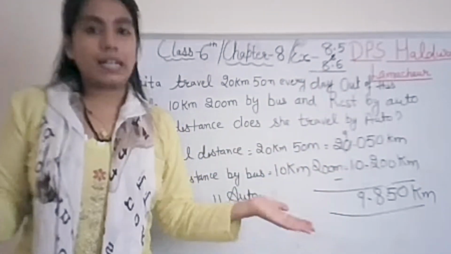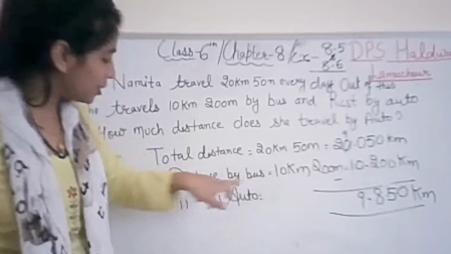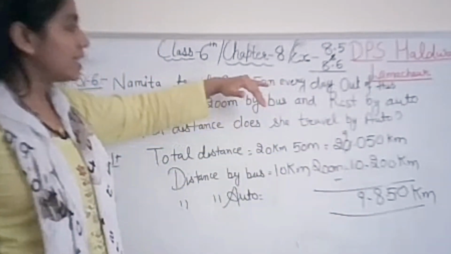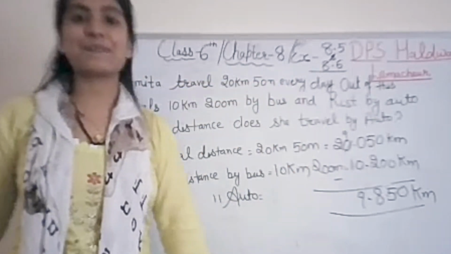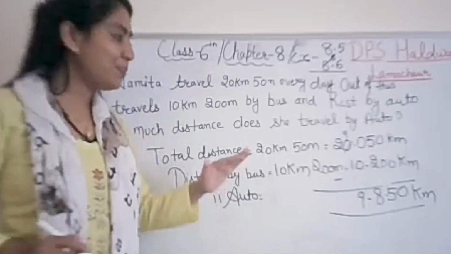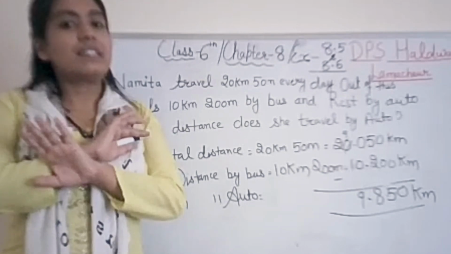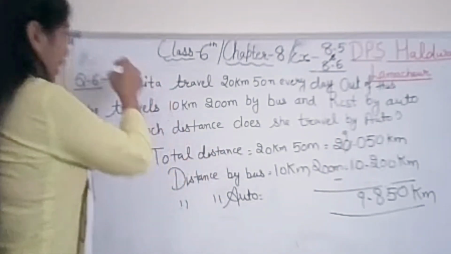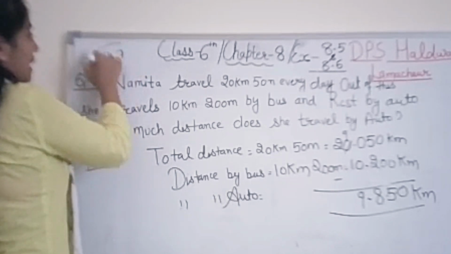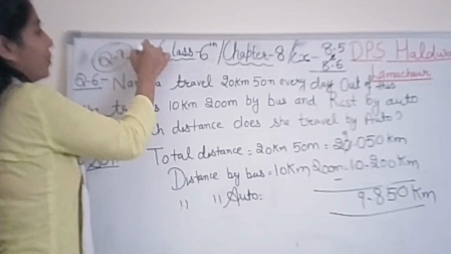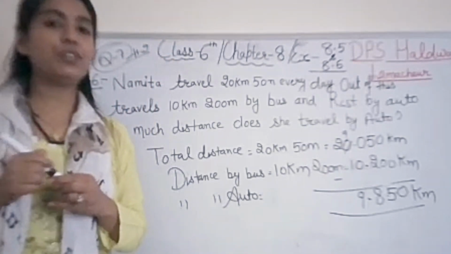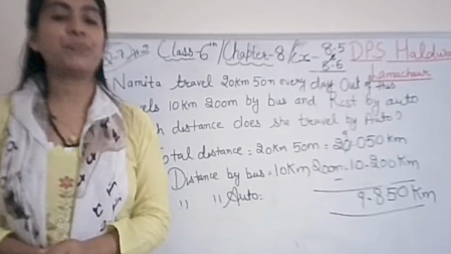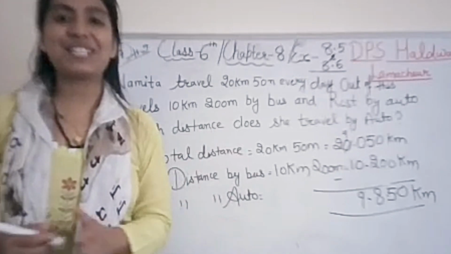And to check whether your answer is correct or not, you can add these two: the distance traveled by bus and the distance traveled by auto. You will get the total distance. Right, students? I hope you got this question. The question is just simple. It is just a logical question. Question number 7 also is the same type. So this is homework for you. I have given you only 2 homework questions: question number 5 and question number 7 as word problems, because the questions are very simple.